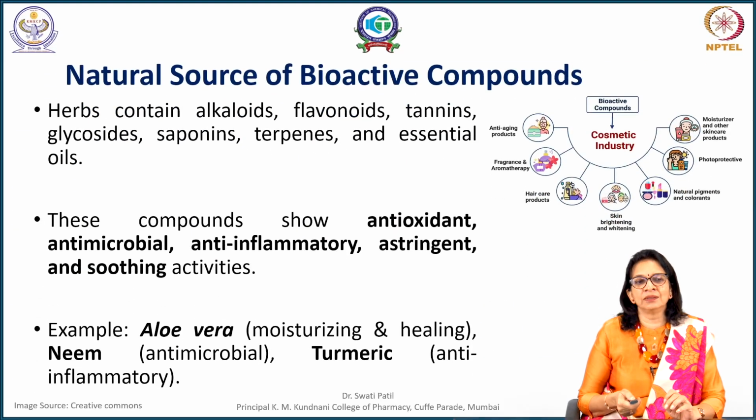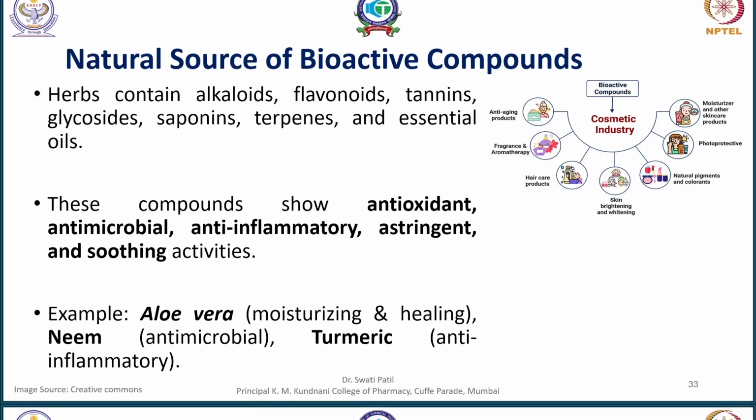So, these natural herbs which have bioactive compounds, a large number of them contain secondary metabolites like alkaloids, flavonoids, tannins, glycosides, saponins, terpenes and essential oils, and these compounds are used as antioxidants, antimicrobial, anti-inflammatory, astringent. So, because of all these therapeutic agents, they have a large place in the cosmetic industries and these are some of the uses in which these herbal actives are used.